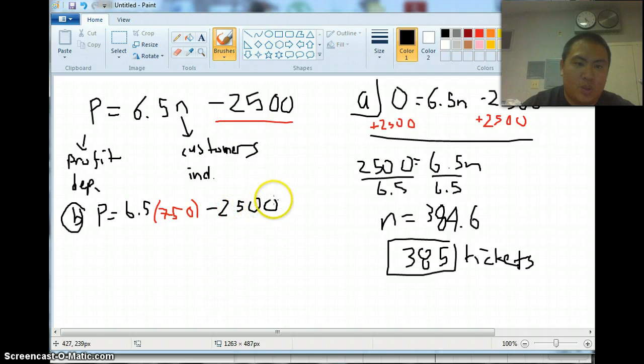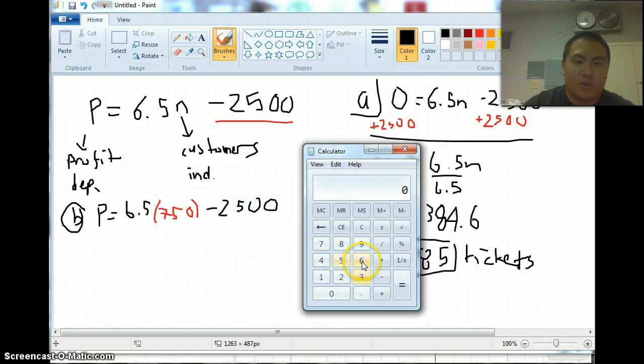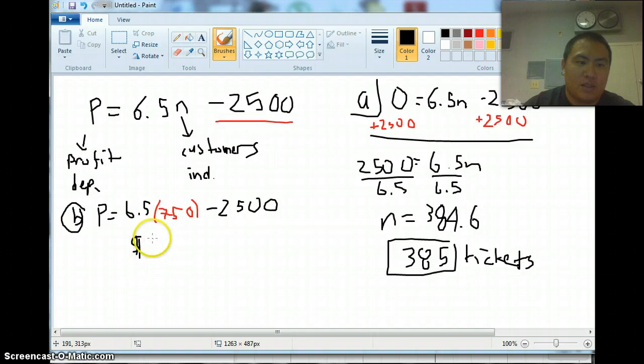Now, remember our order of operations, we don't want to subtract first, we want to multiply first and then subtract. So let's go ahead and do that. Let's get 6.5 times 750 for 4,875 minus 2,500. That gives me $2,375. Okay, and that's B.